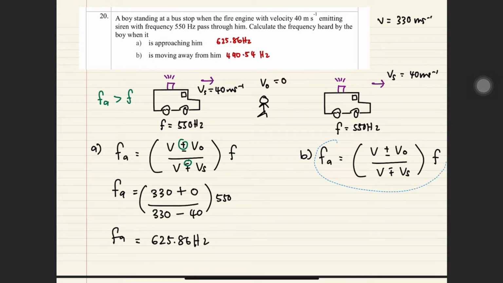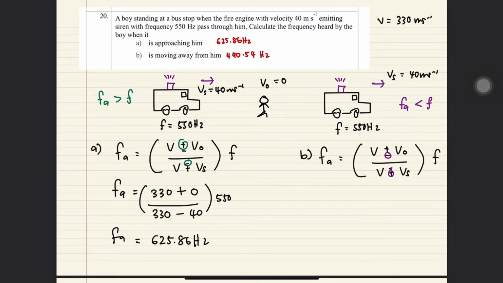Okay, and then you want to apply the same formula, except now you have to think about this situation. You have the fire engine now moving away from you. Okay, so the apparent frequency should be less than the actual one. So you want to choose the bottom one.